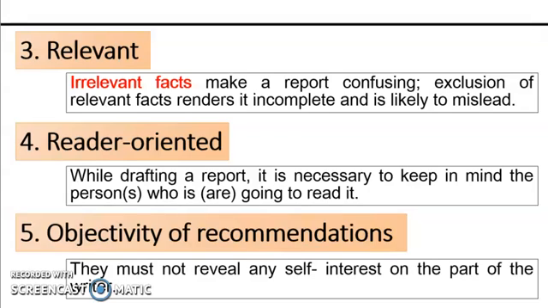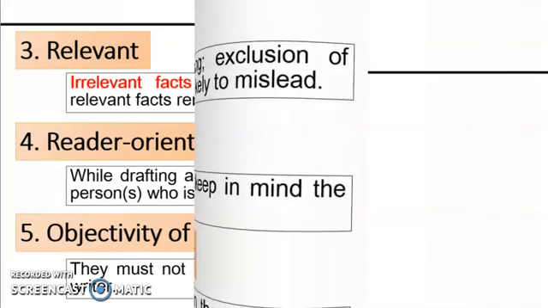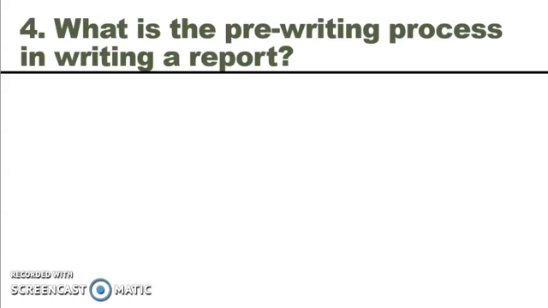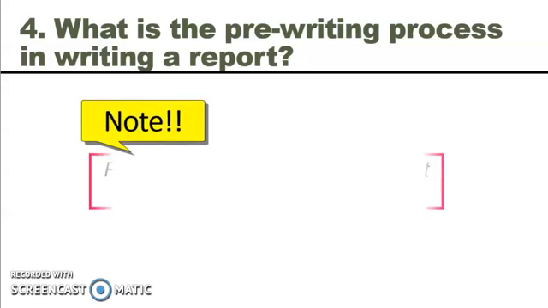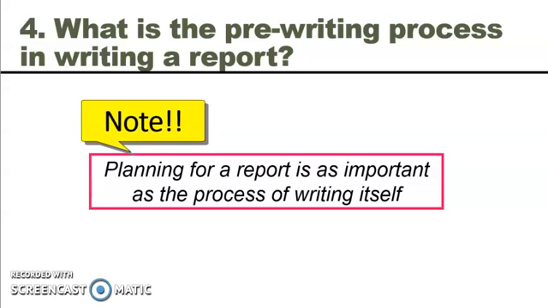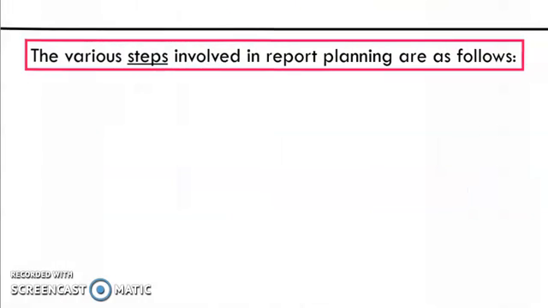Now that we know about those, let us proceed on how to plan your report as part of writing a report. Okay, so let's proceed to the last question. What is the pre-writing process in writing a report? Before you actually begin to draft a report, you need to undertake various tasks, which may be referred to as the preliminary steps to writing a report. In fact, the planning stage is the most crucial one. If the planning is done in a detailed manner, there are few chances of errors creeping in at the final stage. In fact, planning for a report is as important as the process of writing itself. Okay, so now, here are the various steps involved in report planning.